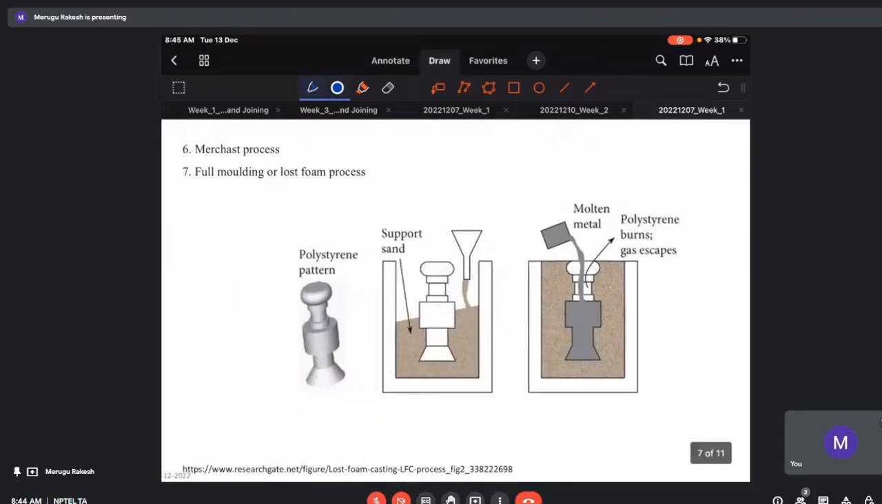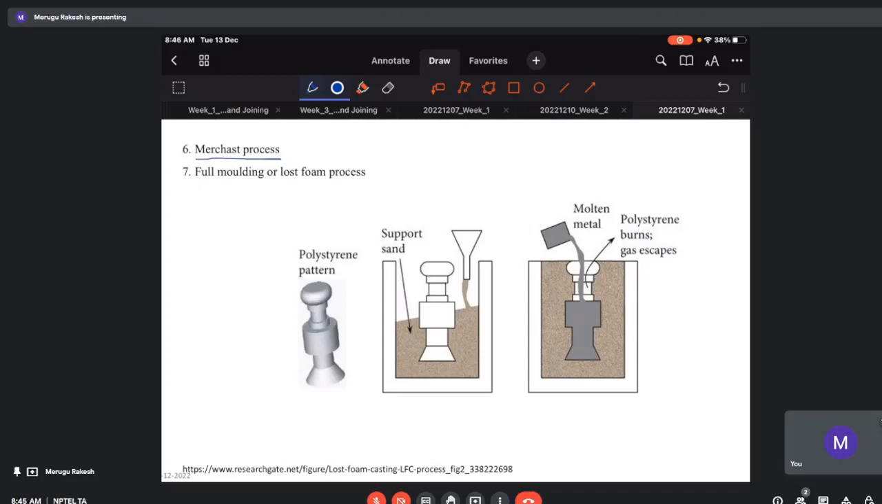Next, before going to the lost foam casting, let us discuss the Mercast process. The Mercast process is nothing but using mercury instead of wax, which gives even higher dimensional accuracy. The liquid mercury is cooled below room temperature so that it becomes solid, and then everything is repeated similarly. Finally it is heated up so that the mercury is removed from the mold cavity.